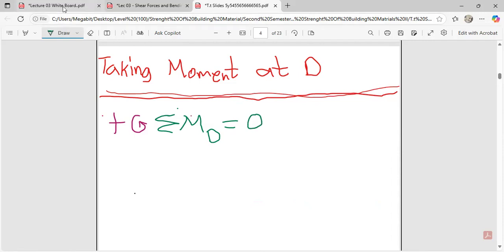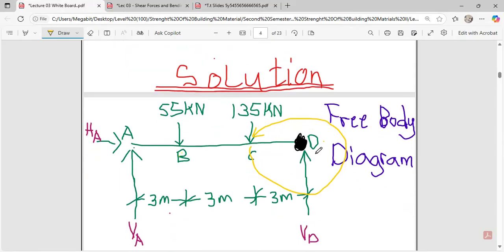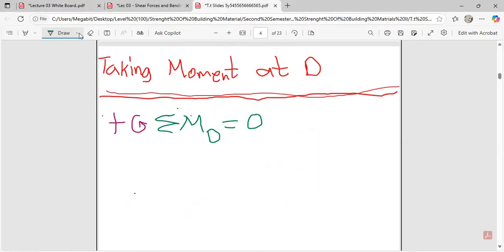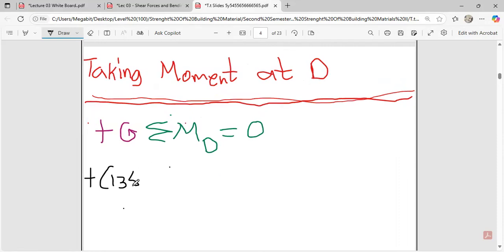The first one, which we just analyzed, you realize is going to perform an anti-clockwise movement about D, and a distance of 3 meters is covered. So gradually this is going to become positive: 135 times 3. Then you close your bracket.